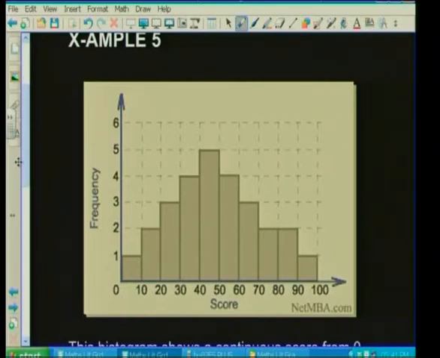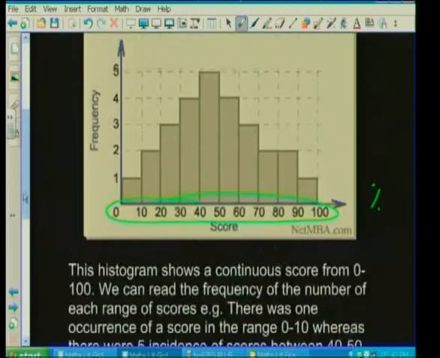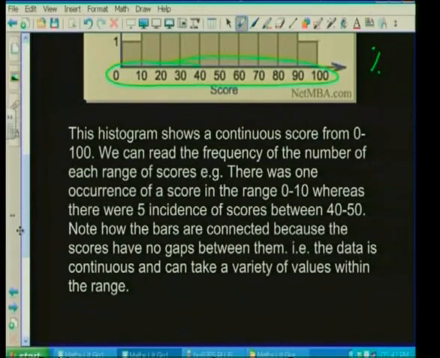And when the bars touch each other, we know we've got a histogram. And when we've got a histogram, then we know what? We know that the units on the horizontal, so all these units over here, must represent the same thing. And in this case, they're all representing percentages. Okay? So let's have a look at this. So this histogram shows a continuous score from 0 to 100. We can read the frequency of the number of each range of scores. Example, there was one occurrence of a score in the range between 0 and 10, whereas there were 5 scores between 40 and 50. Note how the bars are connected because the scores have no gaps between them. In other words, the data is continuous and can take a variety of values within the range.